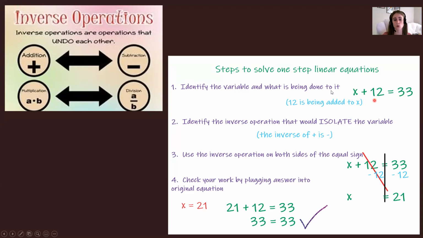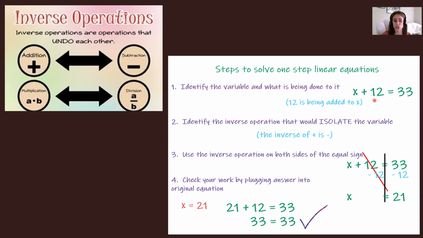The whole purpose, the whole goal of solving the equation is to isolate our variable, because we want to get that variable all by itself. So then we know what it's equal to. We know, hey, this variable is no longer unknown. I know that it equals a certain amount.